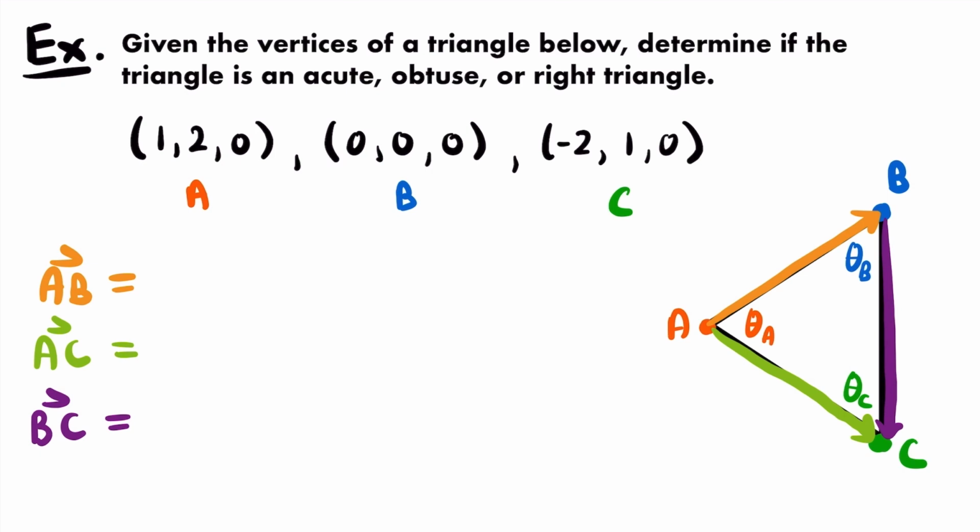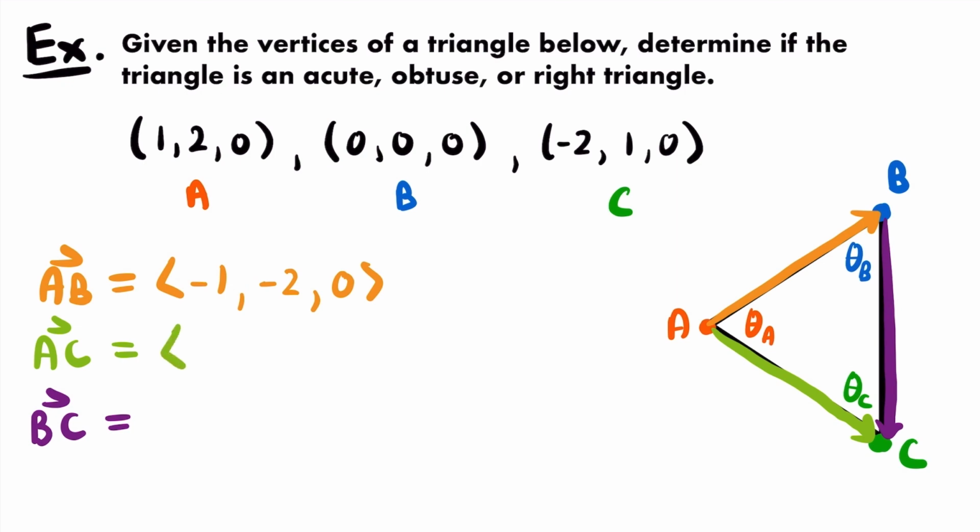All right, so let's do that for vector AB here to start. Remember, you subtract the coordinates of the initial point from the coordinates of the terminal point. So we subtract the coordinates of point A from point B. So we'll have 0 minus 1, which will give us negative 1. Then 0 minus 2, which will give us negative 2, and then 0 minus 0, which is 0. All right, so that's vector AB.